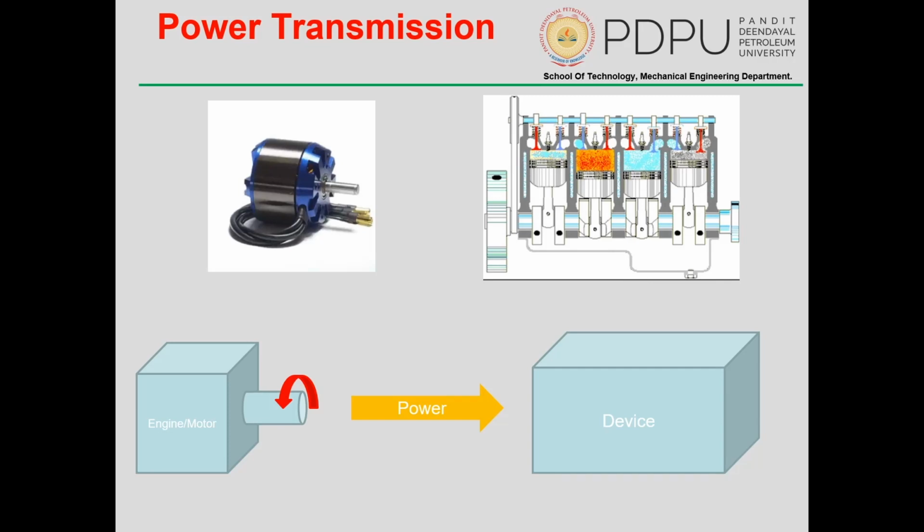To give a simple example, rotation motion is provided by the engine. However, the useful work is obtained by the rotation of the wheels of the particular vehicle. So power transmission from the engine to the wheels is the topic that we would like to discuss today.